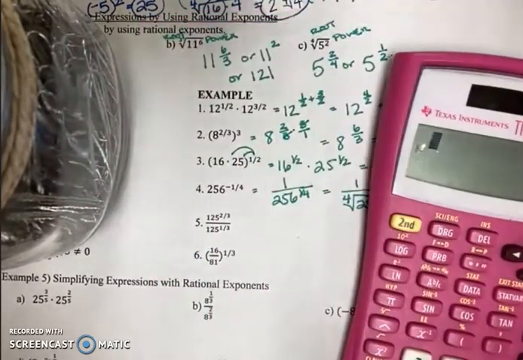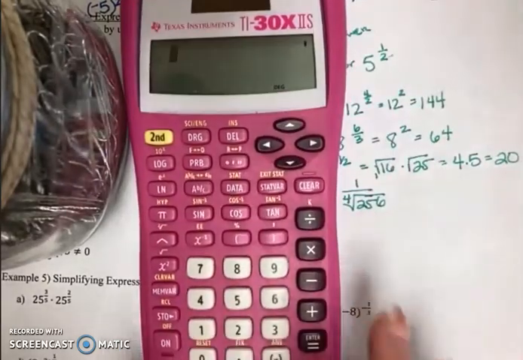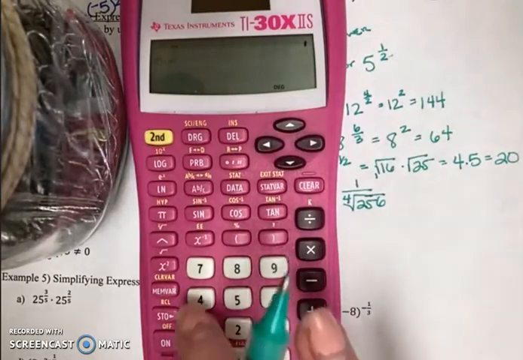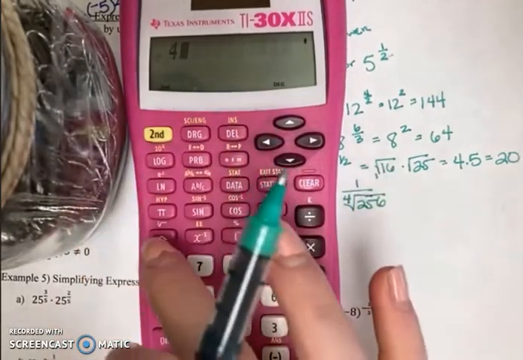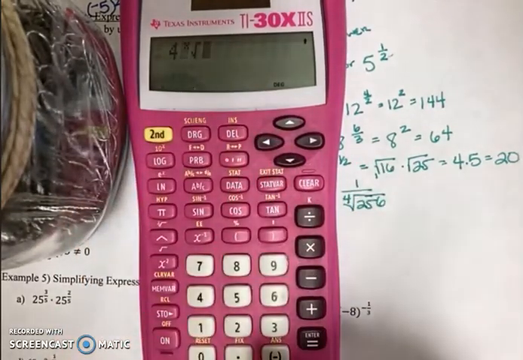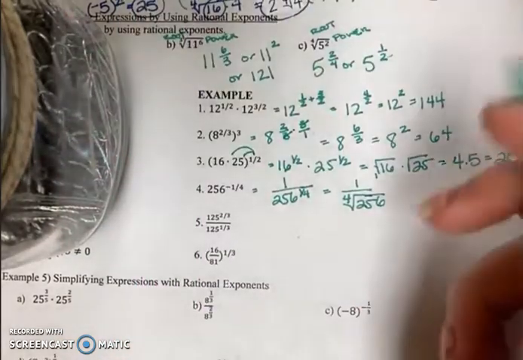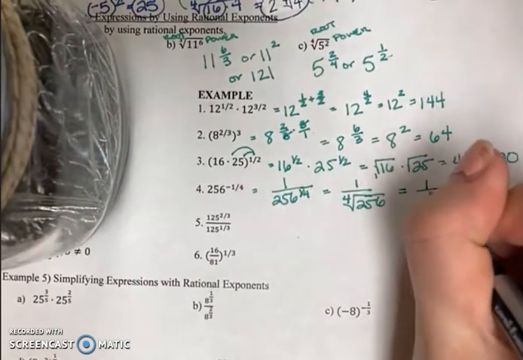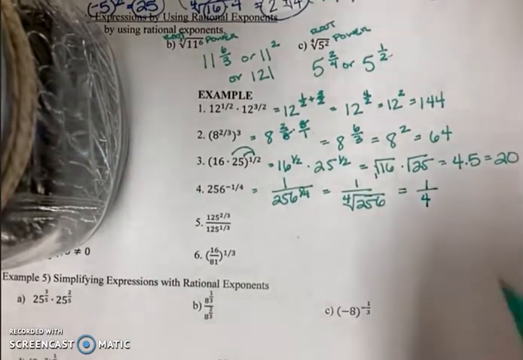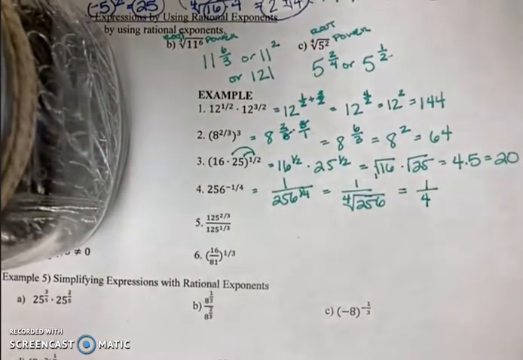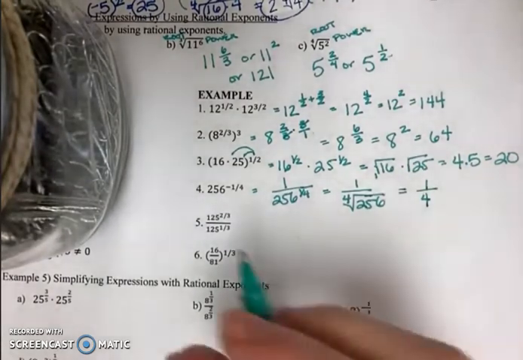You could either ask yourself that, or you could do the fourth root of 256. Just plug it in right away, and you get 4. I'm pretty sure I already showed that to you guys, though. All right, so that gives me 1/4 as my answer.